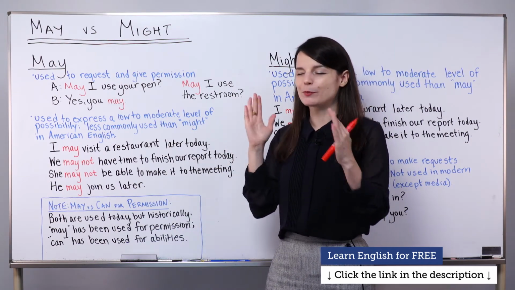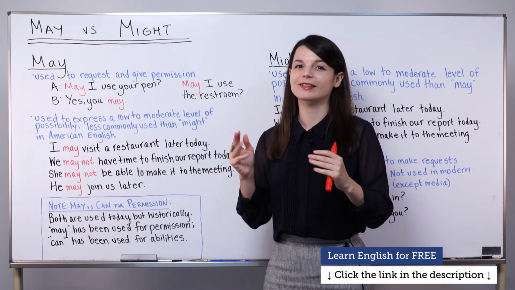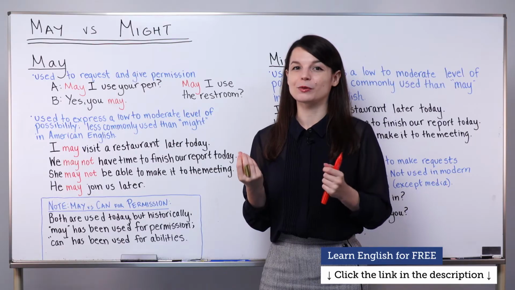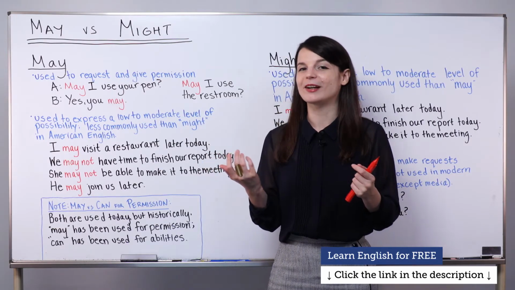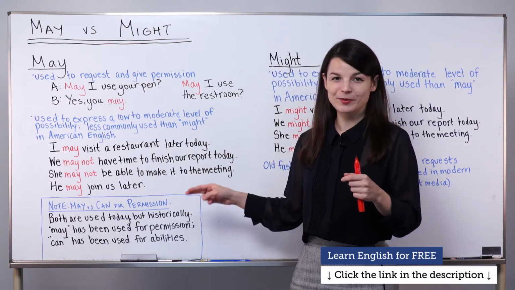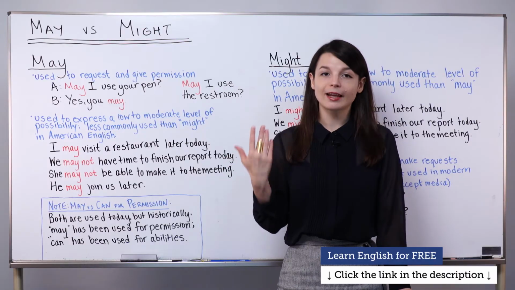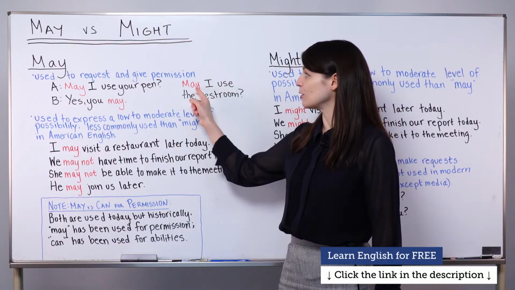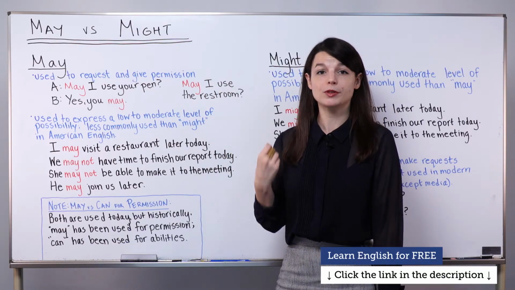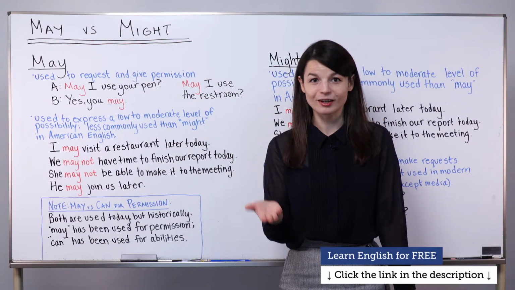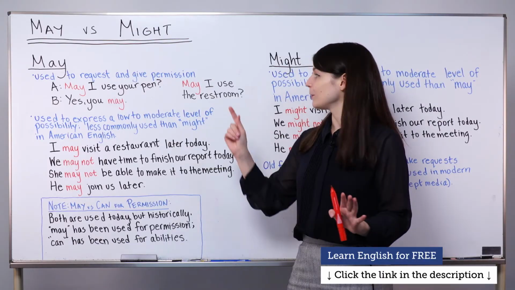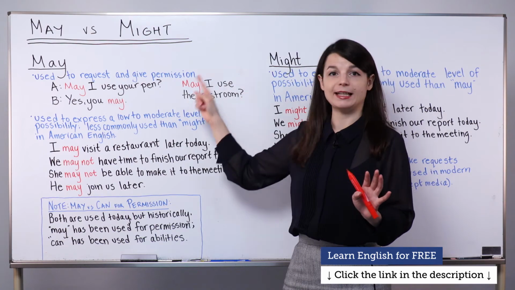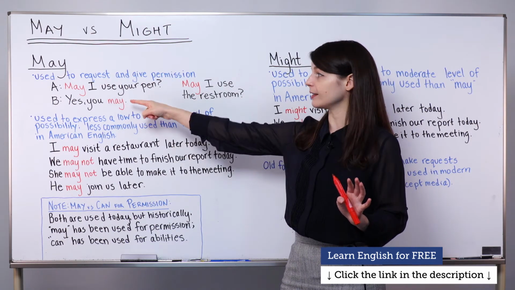For some people who are very strict about rules, it means, do I have the ability to use the restroom? Of course, in modern American English, we use them the same, so it's a permission question, but occasionally you will meet people who prefer to use this may rule, the historical may rule. So if you want to be sure to be correct always, please use may when you're trying to ask for permission in a situation like this, or like this as well.